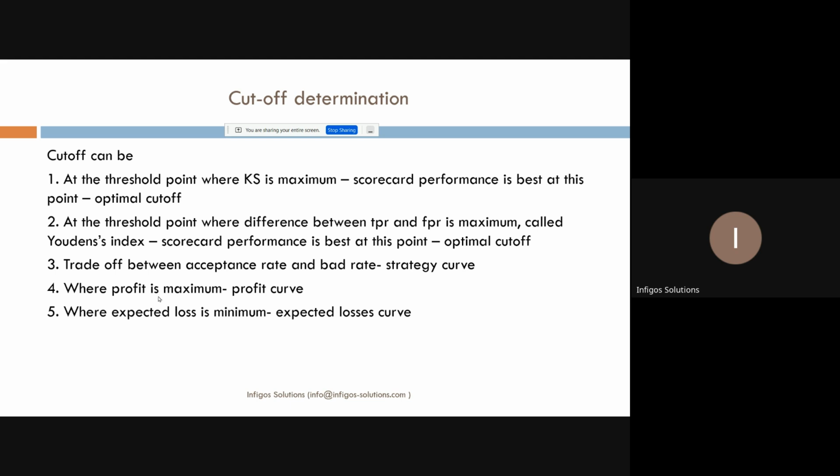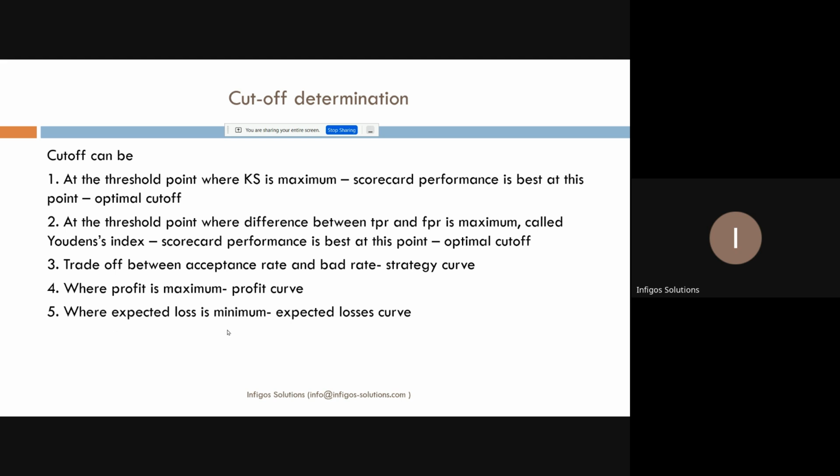Then the fourth cutoff is the profit curve, where profit is maximum. So you will get these numbers: cost of misclassifying, cost of having a good customer, cost of having a bad customer. You do all those calculations and figure out what is the profit at each acceptance rate. Based on that particular acceptance rate, you will decide whether this is a good profit for me.